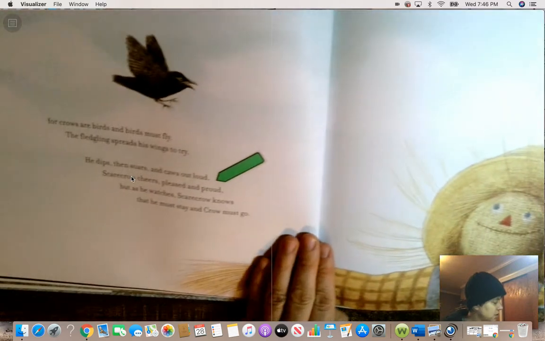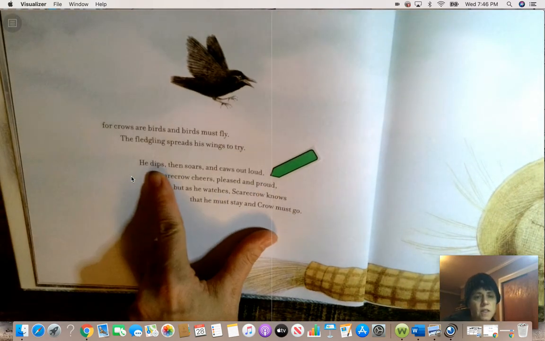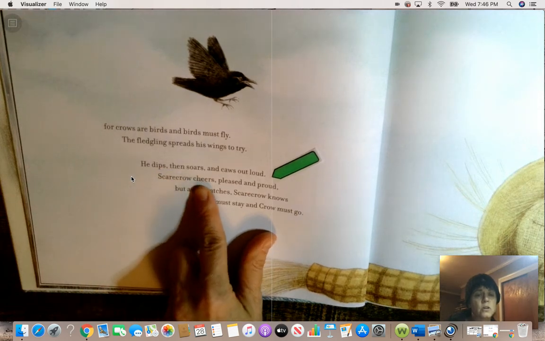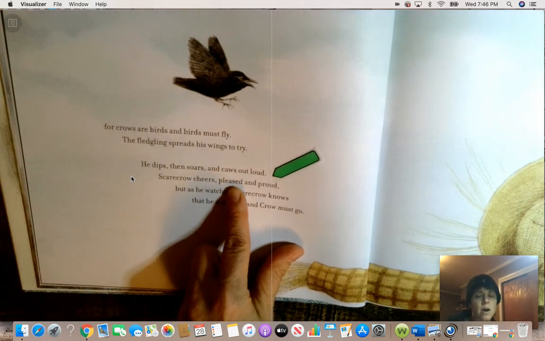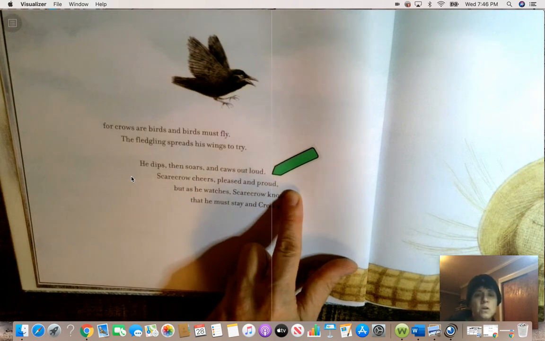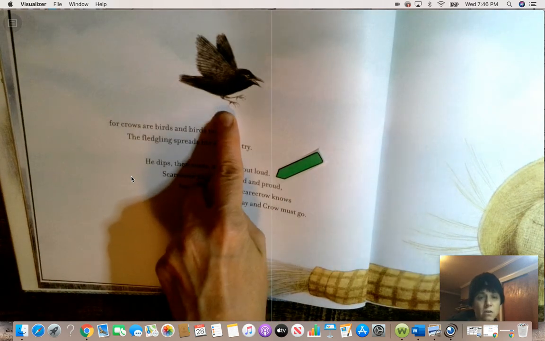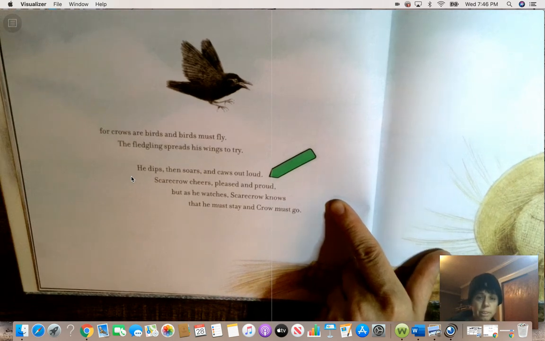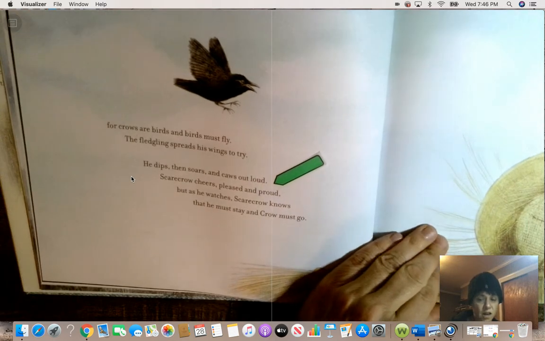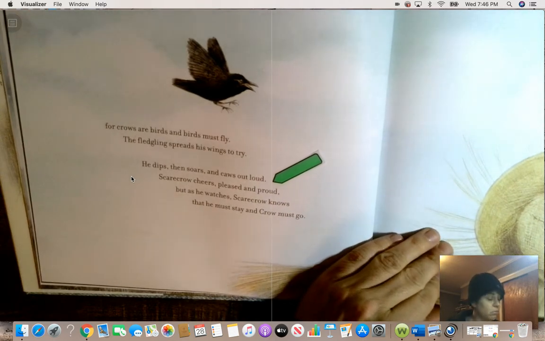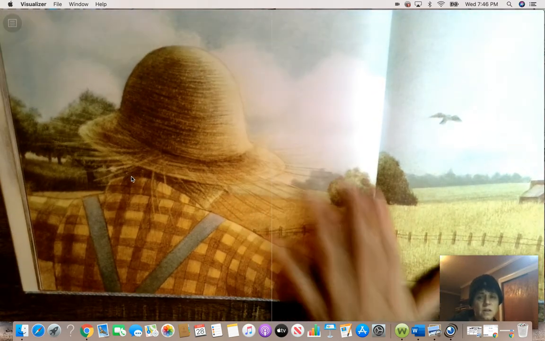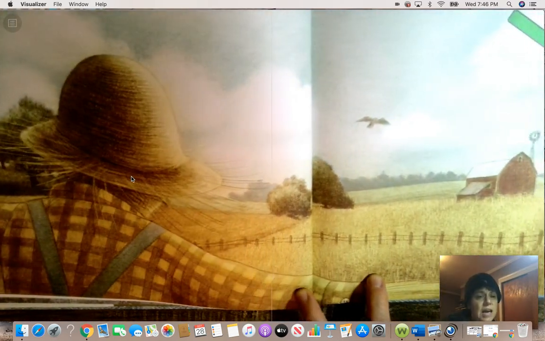So let's see what we notice here. He dips, then soars and caws out loud. Scarecrow cheers, pleased and proud. Oh, we should be noticing this is the time of year when the baby birds start learning to fly. And that makes the scarecrow kind of have mixed feelings, sad, but happy and proud at the same time. And now look at the fields. Oh my, the season is changing again.